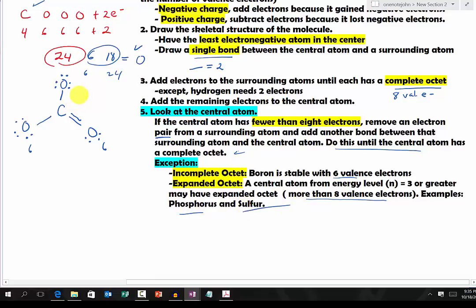Now let's check if carbon is done. So carbon has a complete octet, so therefore it is done. Notice how this has a double bond, this has a single bond, and this has a single bond. This double bond can be moved over here. This can be rewritten as this. Instead of taking the pair from here, you can take the pair over here. We have resonance.